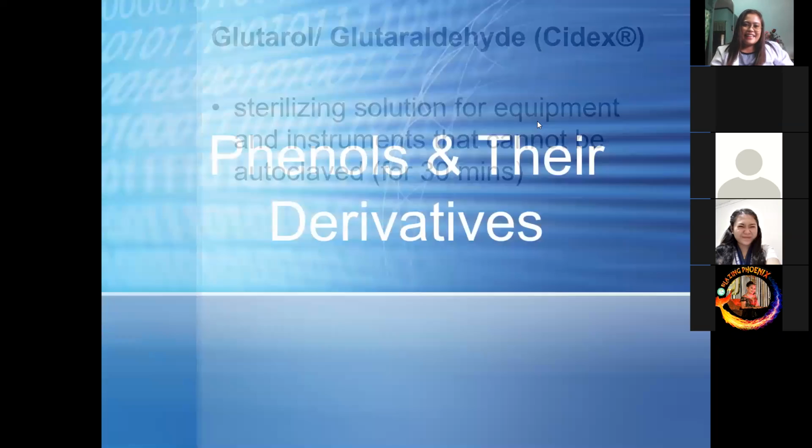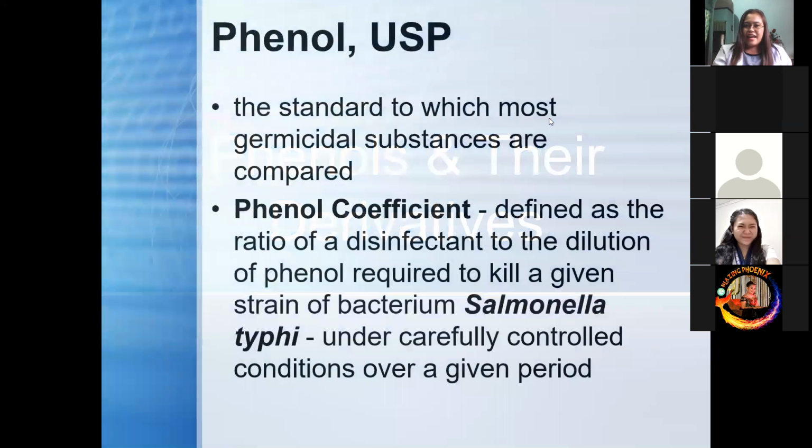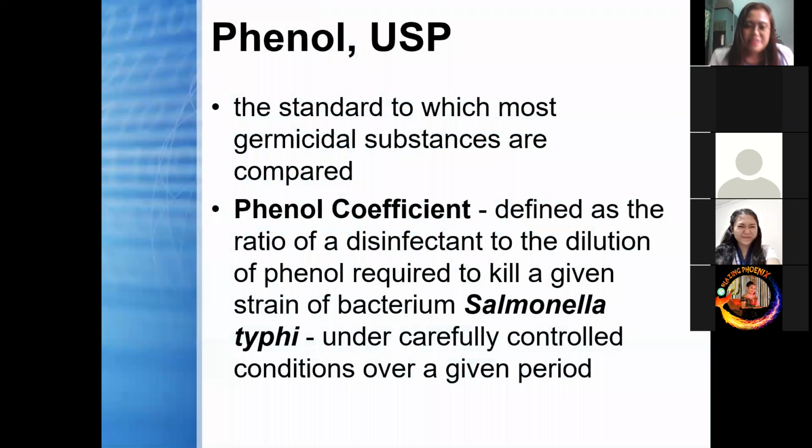Okay. So let's move on to phenols and their derivatives. So the first one is the phenol. Nobody should forget the structure of phenol. This is a very common substance. It's composed of a benzene ring and an OH. So this is how you write the structure of the phenol.